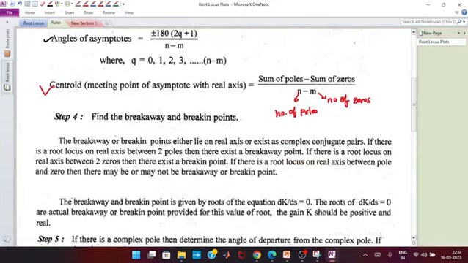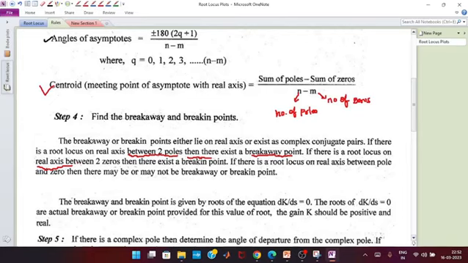Now we'll go for rule number 4. You have to find the breakaway and break-in points, right? A breakaway point exists only when there is a root locus on the real axis between two poles. This is very, very important. Similarly, if there is a root locus on the real axis between two zeros, then there exists a break-in point.